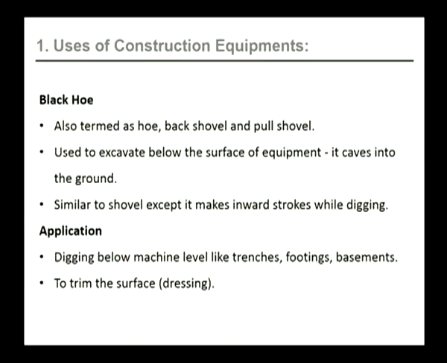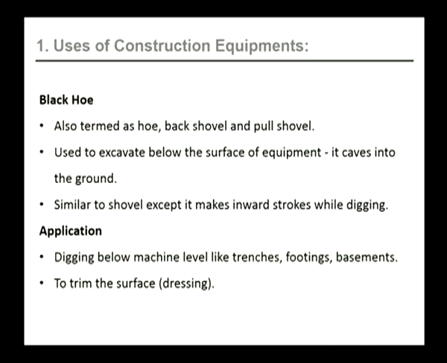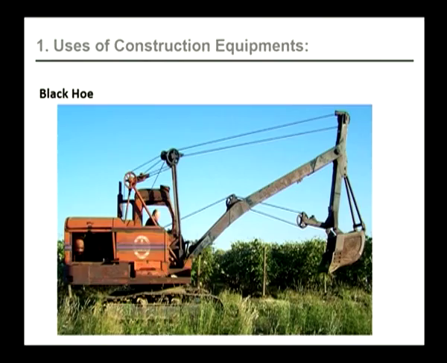Next is backhoe. Backhoe, which is also termed as hoe, back shovel, and pull shovel. It is used to excavate below the surface of the equipment. It caves into the ground. It is very similar to a shovel, except it makes inward strokes while digging. Now, its application. It is used for digging below the machine level like trenches, footings, basements, etc. It is also used to trim the surface, that is called dressing. Now this is a backhoe, as you can see in the picture.